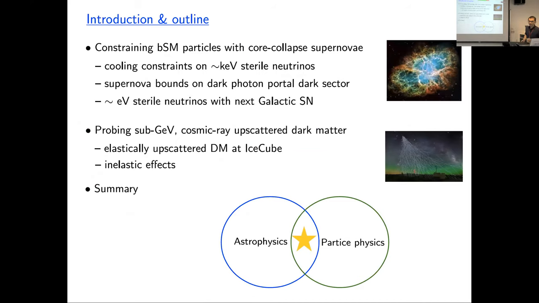I will firstly spend some time to talk about how we can possibly constrain Beyond Standard Model particles with core collapse supernovae, which will be further introduced in great detail by Wu Qian in the next talk. And I will try to see if I can go over three different topics. The first one is the keV stellar neutrino, and the next one is the dark photon, dark sector. And the third one is the work mostly done by Zhejing here about eV stellar neutrinos. And then, if time permits, I will see how much I can talk about the potential way of improving the constraint on some GeV dark matter nuclear interaction using the scattering with cosmic rays.